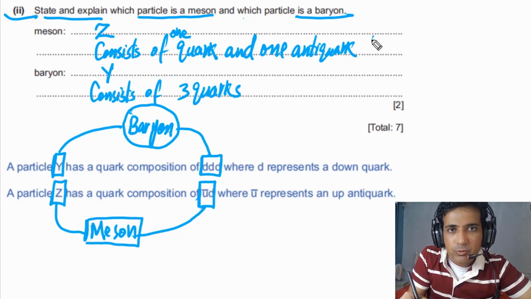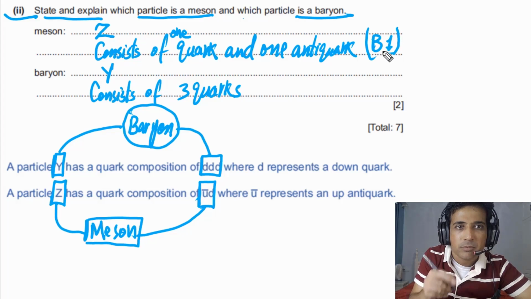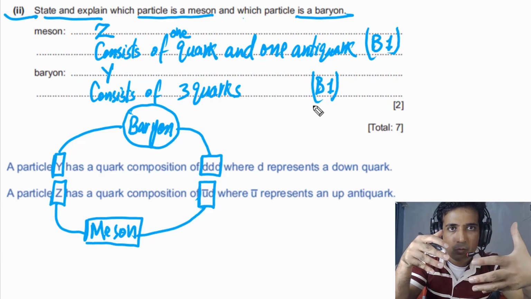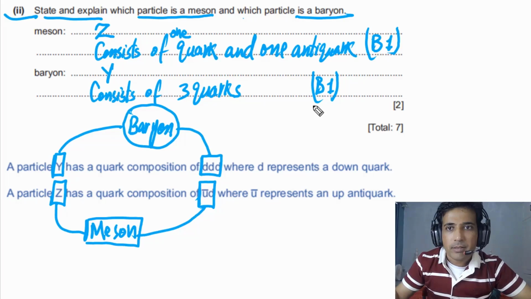This question has 2 marks. The first mark you will get if you have written that Z is a meson and you have explained what a meson is. The second B mark you will get if you have written that Y is a baryon and you have explained what a baryon is. That's all we need to do for this question.